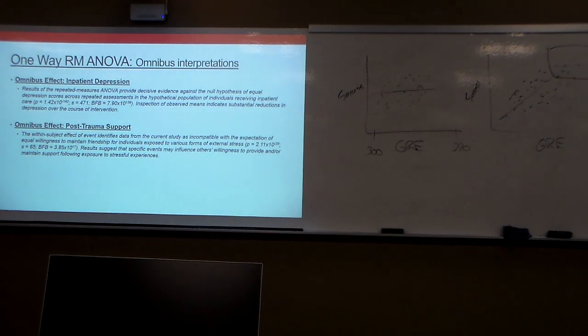Here, I'm trying to change things up a little bit, and I like it when you guys change things up a little bit, just so it's not cut and paste of the same thing. The test of within-subject effects of event identifies data from the current study as incompatible with the expectation of equal willingness to maintain friendships for individuals exposed to various forms of external stress. Right? And then we've got our p-value, our S value, our Bayes factor. Not as big as this, but still really compelling. Results suggest that specific events may influence others' willingness to provide and or maintain support following exposure to stressful events.